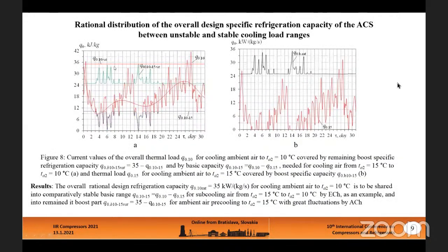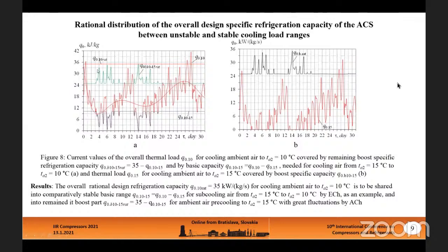So it's necessary to share the overall rational design refrigeration capacity for the overall system into a stable range for air subcooling from 15 to 10 degrees centigrade, in the ejector chiller as an example, and a quite unstable range for pre-cooling ambient air to 15 degrees centigrade.